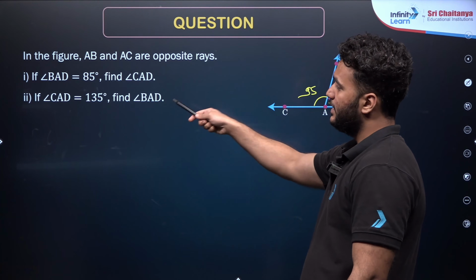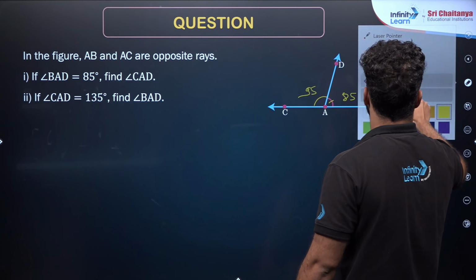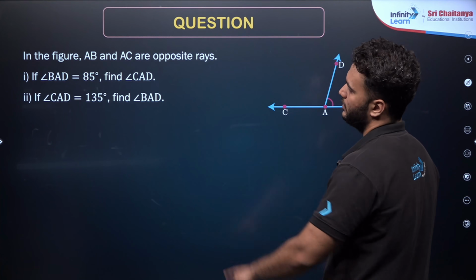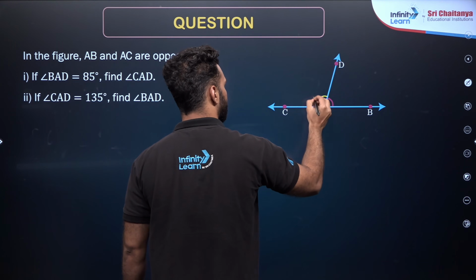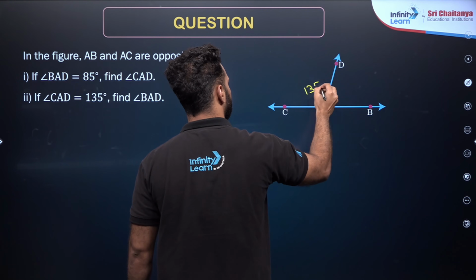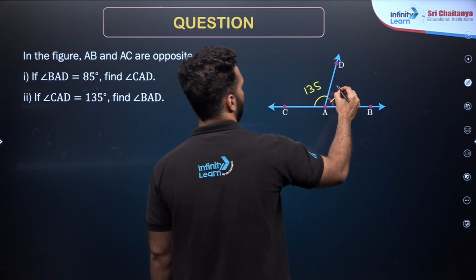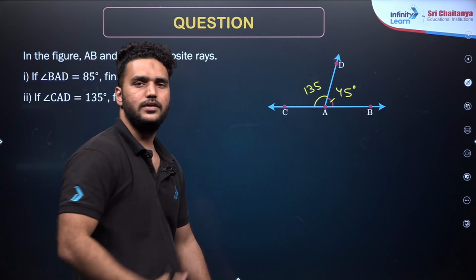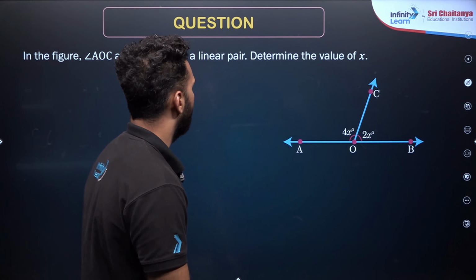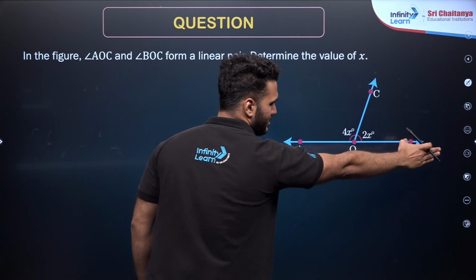Now it says CAD is equal to 135. CAD, this angle, is 135. Now what can you say about this angle? You will see 45. Why? The angle sum should be 180. Simple. Next.